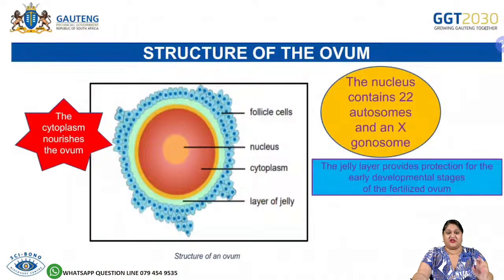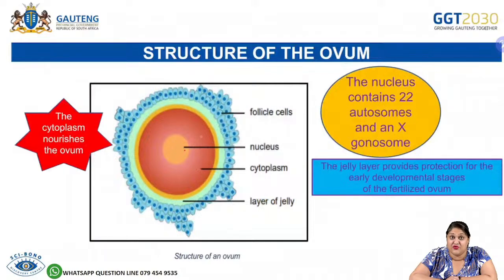Now we move to the structure of the ovum. Let's start at the middle. We have a nucleus. Surrounding the nucleus, we have cytoplasm. Surrounding that, we have a jelly layer, and then we also have follicle cells surrounding that. What does the jelly layer do? It provides protection for the early developmental stages of the fertilized ovum, and the cytoplasm nourishes the ovum.